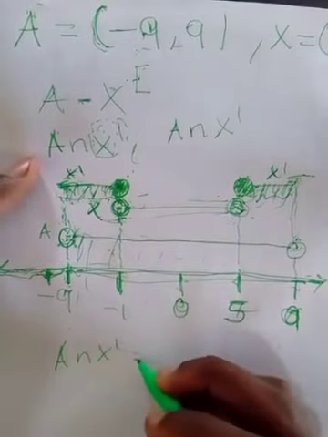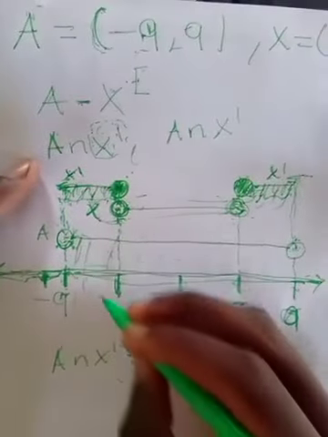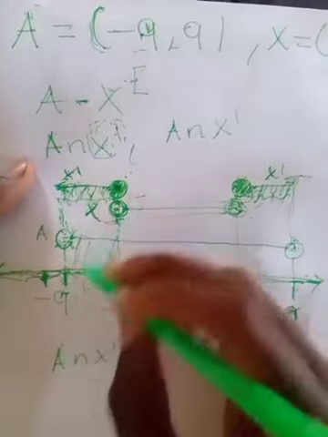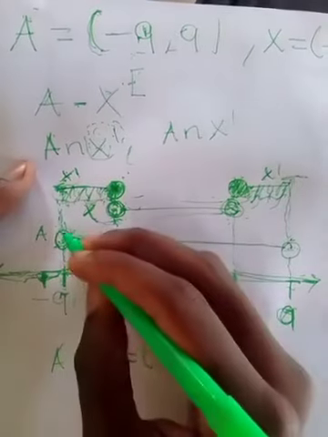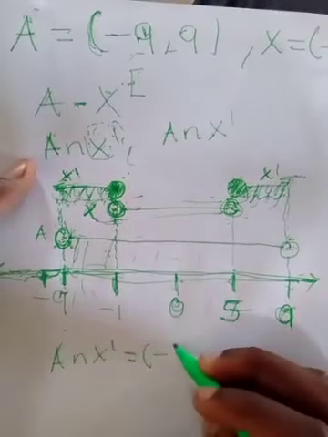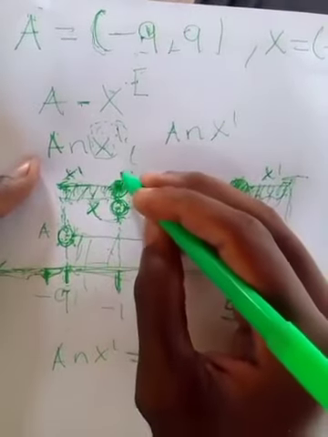So first of all, I'm going to start from this side. Starting from -9, so you're going to say -9. Remember, there's no bubble there. You're going to say -9, comma, up to A, right? That is the first region.